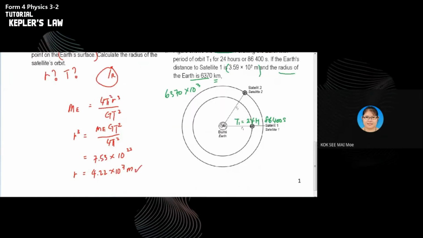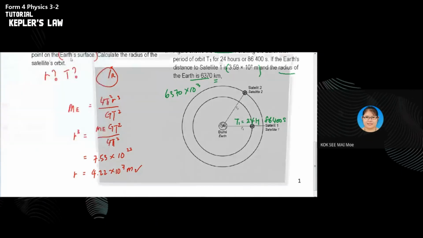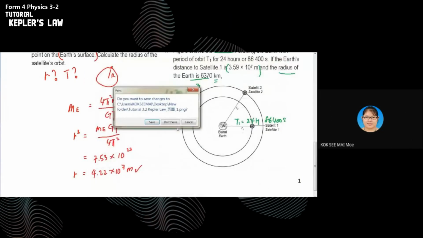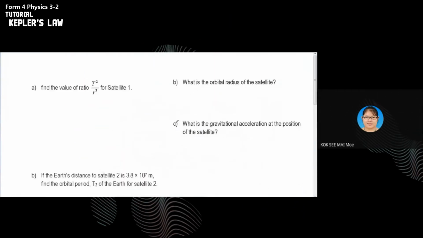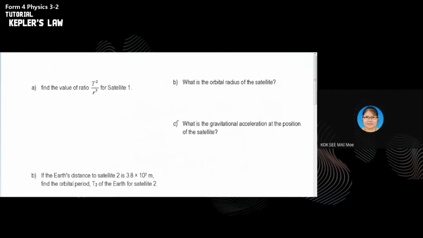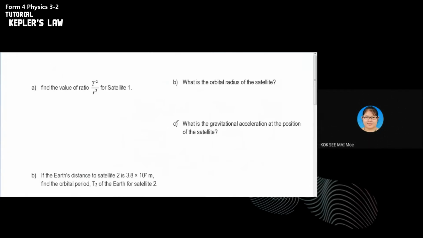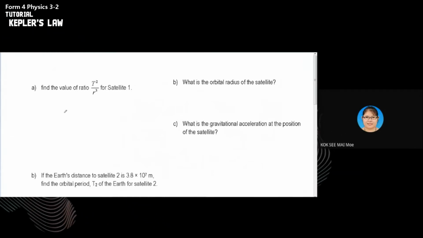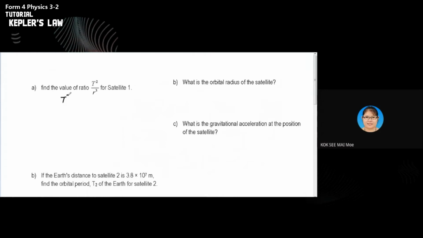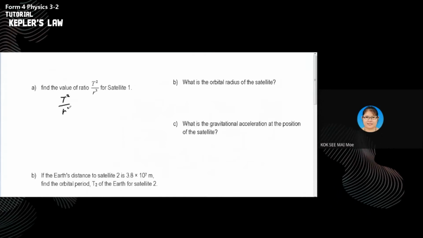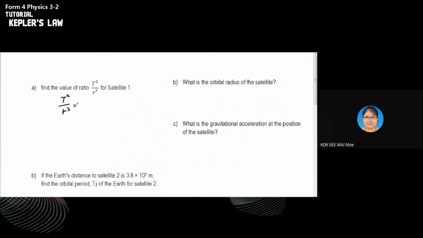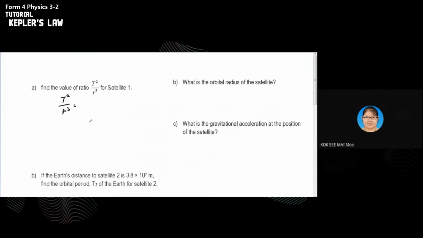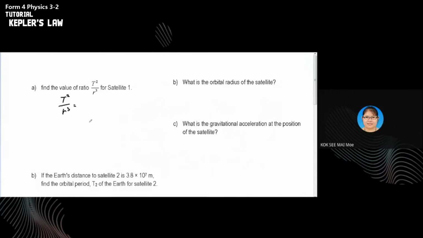Okay, so this one is info. Then we continue the question. Let's see what they want. The first one, A: find the value of the ratio T squared over R cubed for satellite 1. So you just apply everything in. T squared is how many just now? Then R cubed is how many? Then you give me the answer, with unit. I want unit.